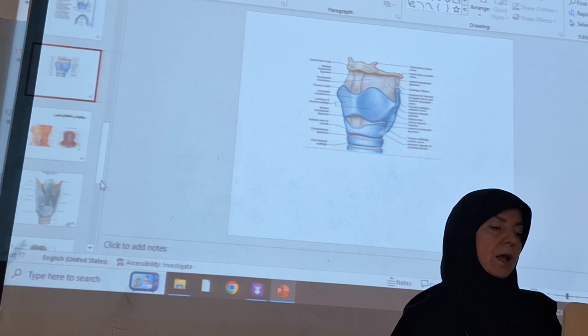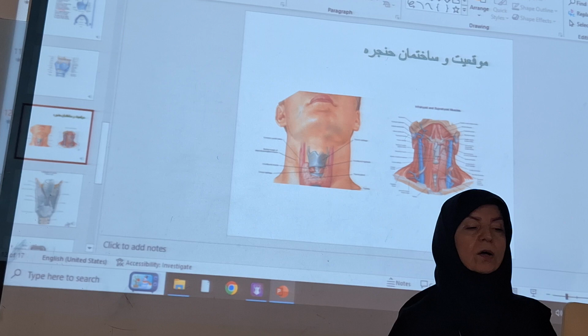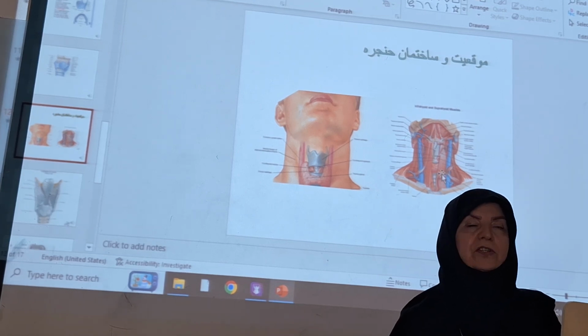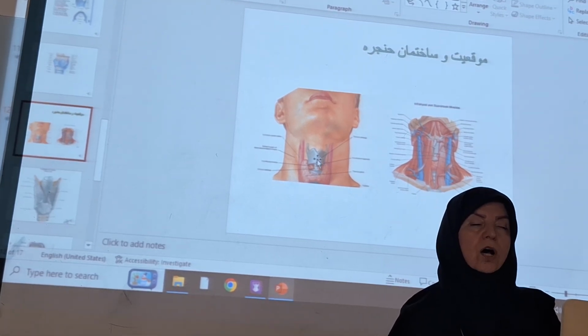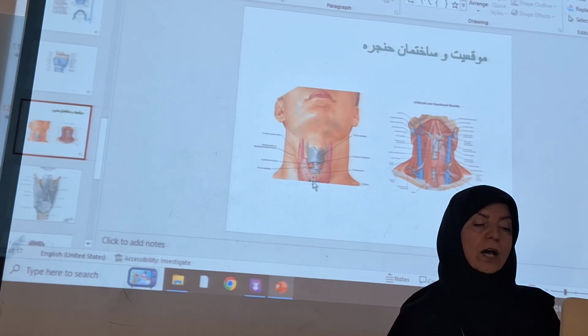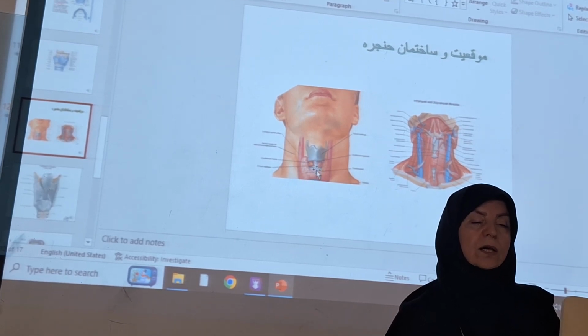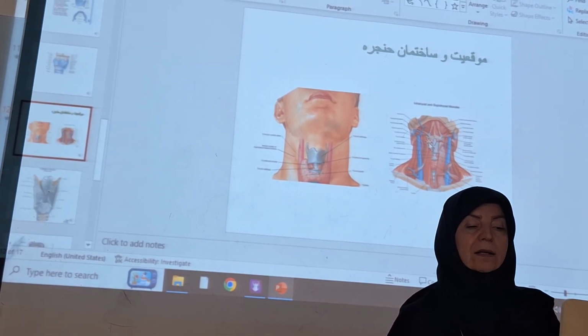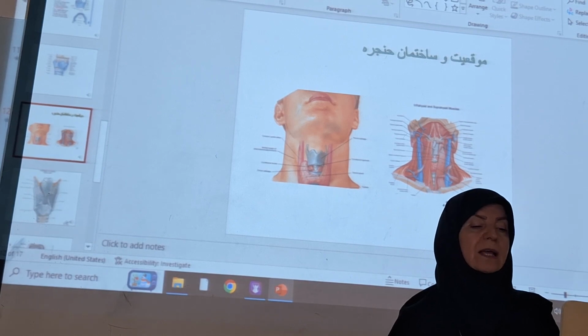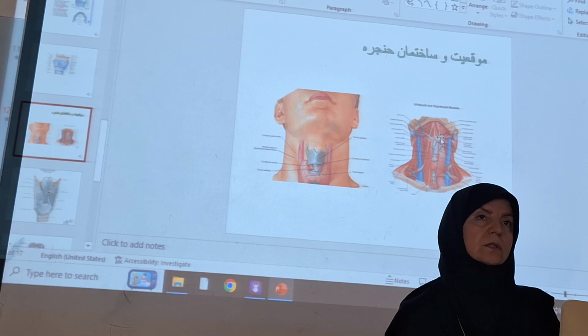Now here you are going to look at the neck anteriorly: thyroid cartilage, thyroid gland, cricoid cartilage, and these muscles are visible here, sternothyroid and thyrohyoid.